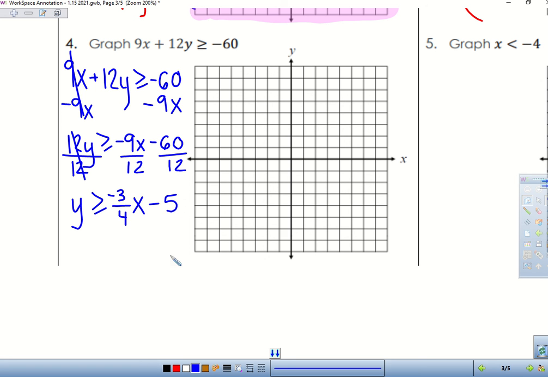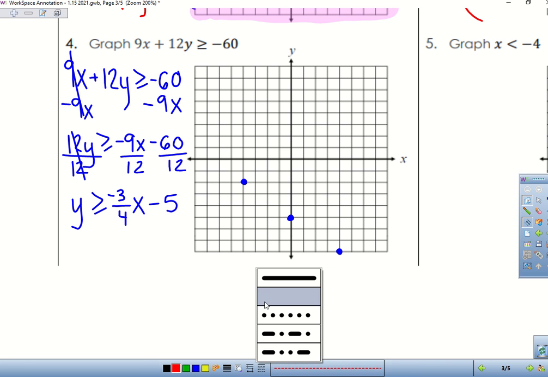So that's how you get it into slope-intercept form. Now you plot the y-intercept. 1, 2, 3, 4, 5. Then we go down 3 and to the right 4. 1, 2, 3. 1, 2, 3, 4. Now as you can see, we're out of room, so I know my line's going to continue this way. So I can go up 3, 1, 2, 3, and to the left 4. 1, 2, 3, 4.